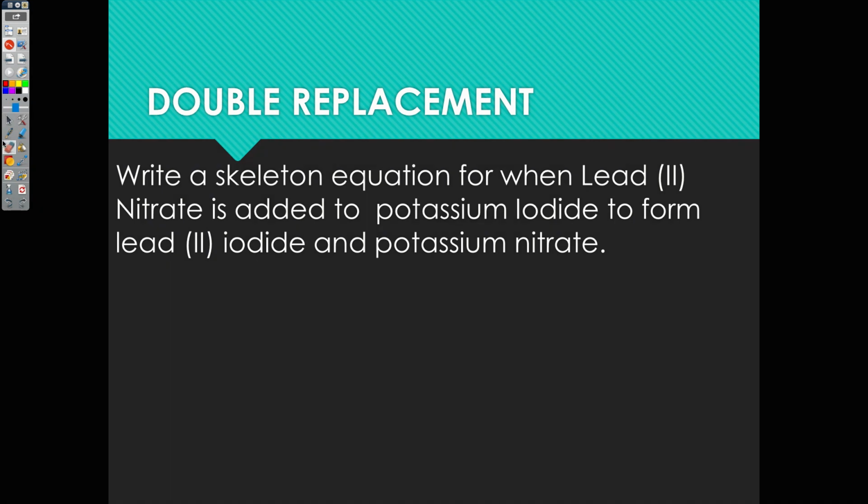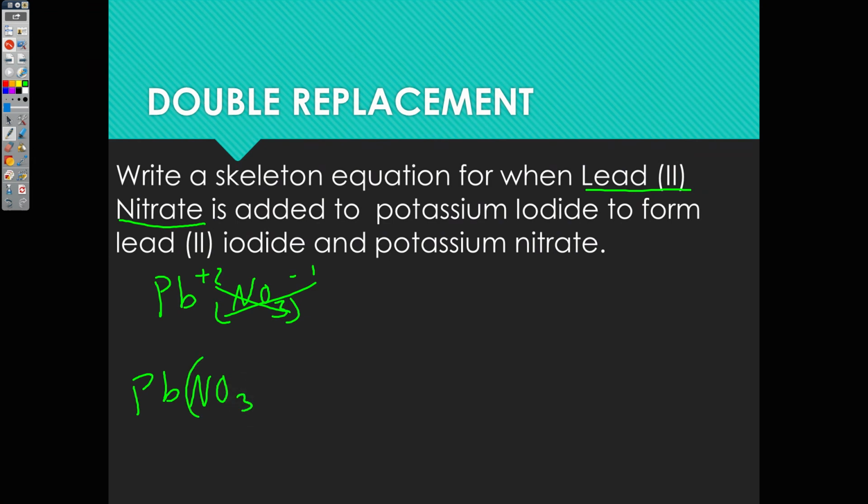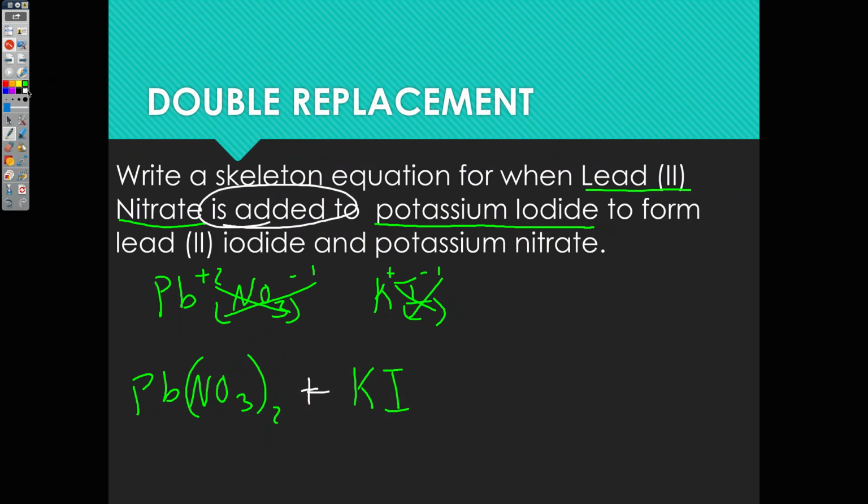All right, here we go. Reactants. Lead 2 nitrate is Pb2+, and nitrate is NO3 -1. Those two swap, so Pb(NO3)2. And it says "is added," so that's going to be our plus. Then our second one is potassium iodide, which is KI. Potassium has +1, I has a -1, so they swap. This becomes KI, to form.